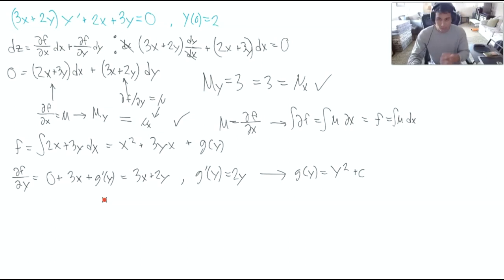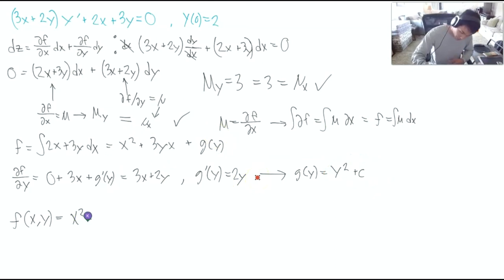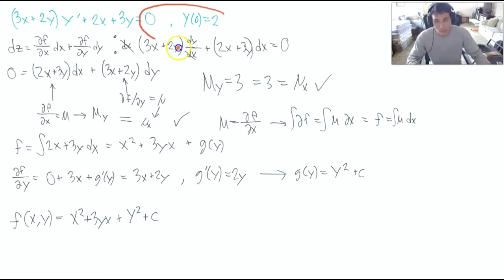Okay. So in general, our solution, f of x comma y, which is a function of x and y, we go back to this, and we just throw this in instead of g of y. So we get x squared plus 3yx plus y squared plus c. So this is your answer, and it's not exactly your answer because we have an initial condition, so we gotta do a little bit more. I almost jumped the gun here.